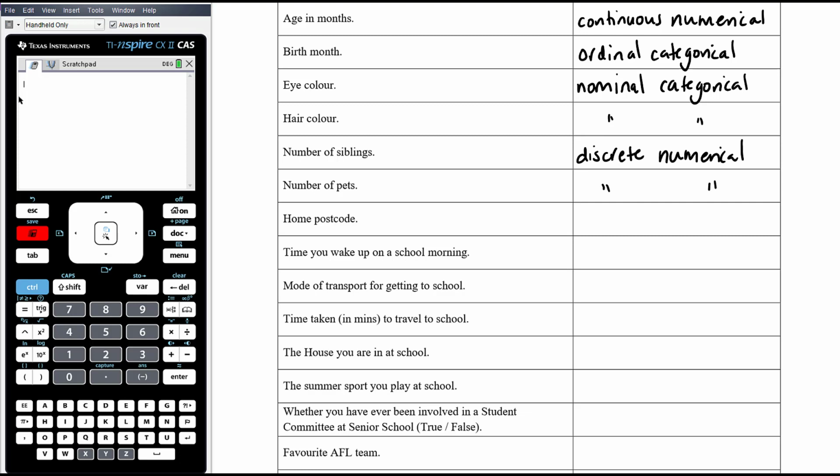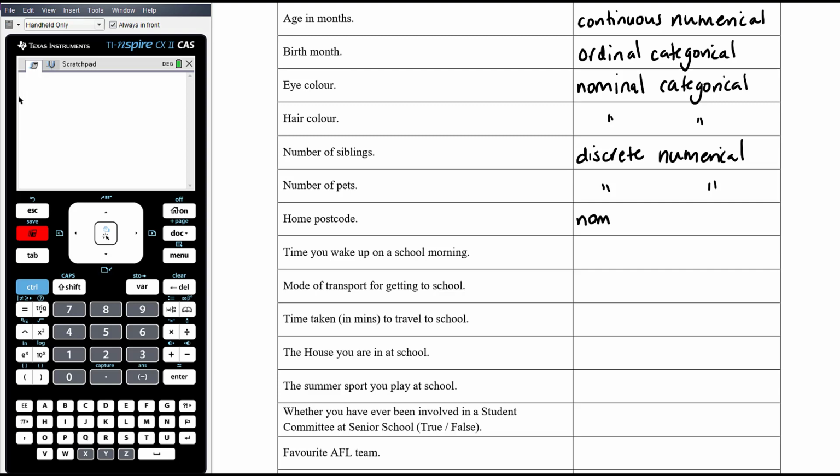Home postcode, we've talked about this, it is numbers, but not numeric. Also, there's not an implied order in the postcodes. One's not better than the other or bigger than the other based on the number. They're purely just labels for different areas. So I would say nominal.